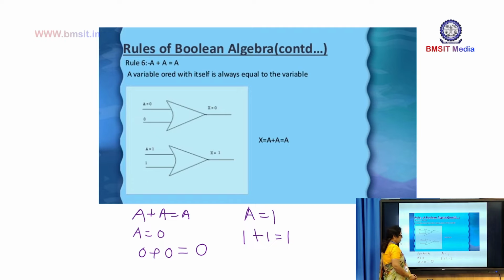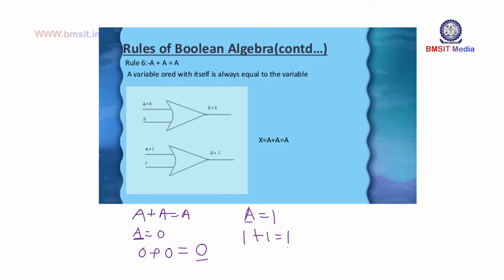Now, you observe what is happening here. When I am adding 0 with 0, I get 0. When I am adding 1 with 1, I get 1. So, this 0 is nothing but the value taken by A. Here also 1 is the value taken by A. So, in both the cases, the output is simply equal to the variable, whatever value you take.